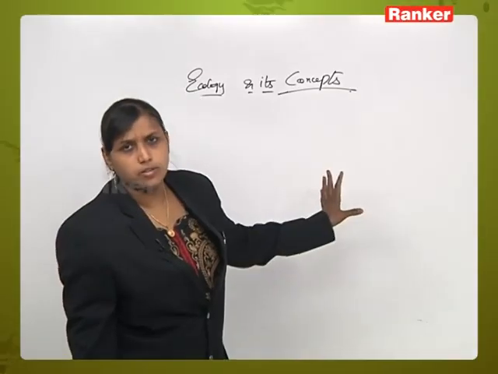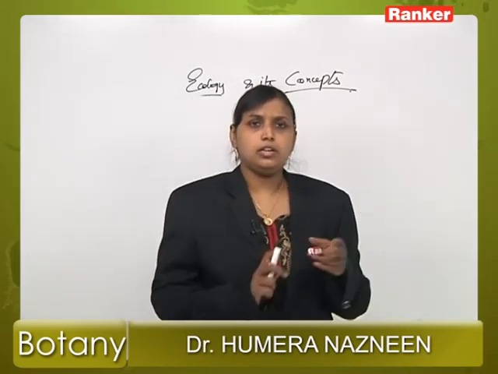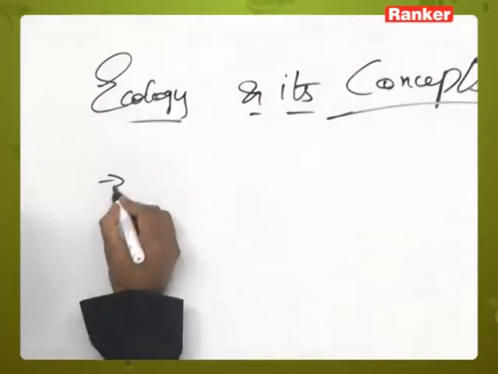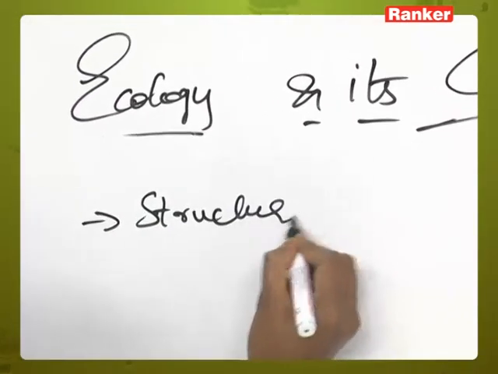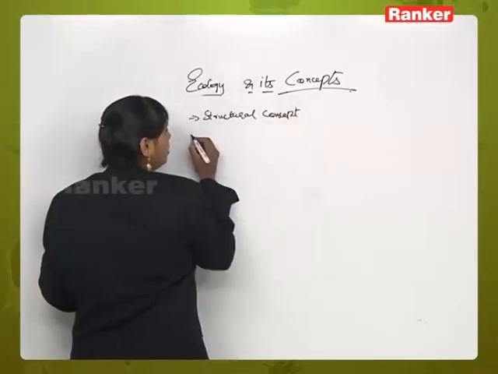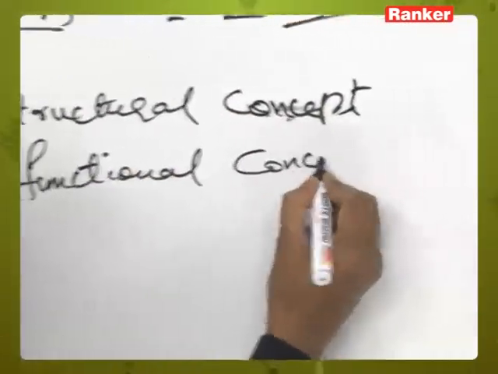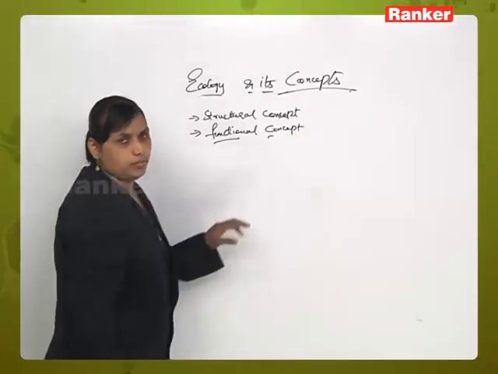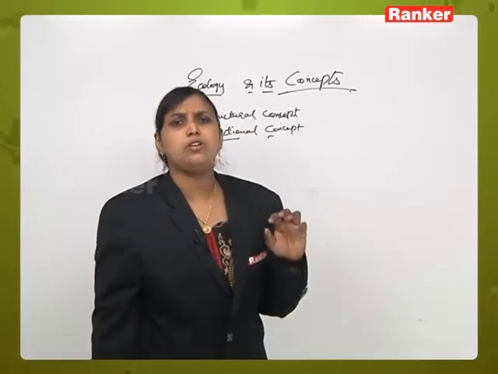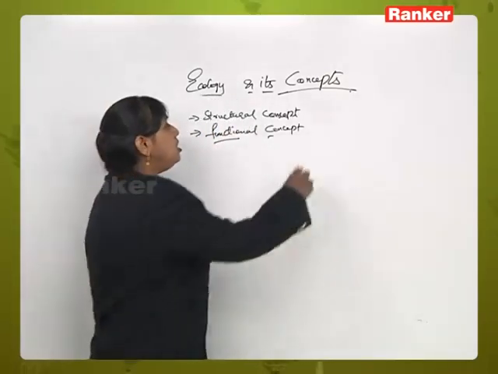Ecology and its concepts. Ecology has two concepts: one is the structural concept, and another one is the functional concept. When we are talking in terms of ecology, there are basically two principles involved, the structural concept as well as the functional concept. First we will deal with the structural concept.